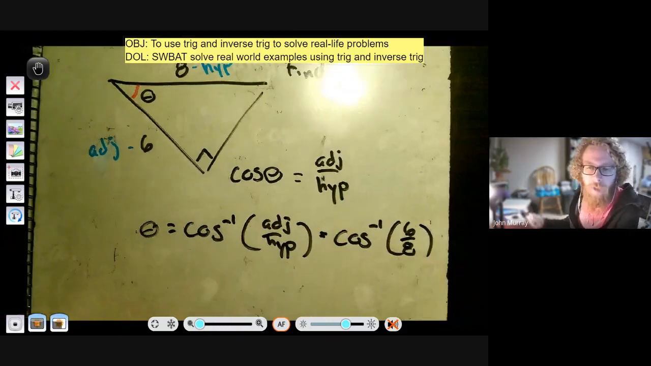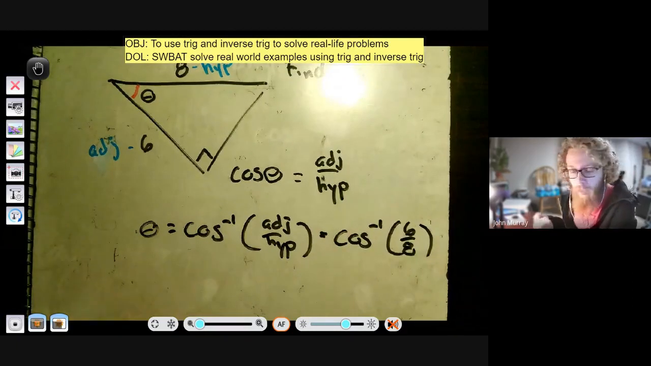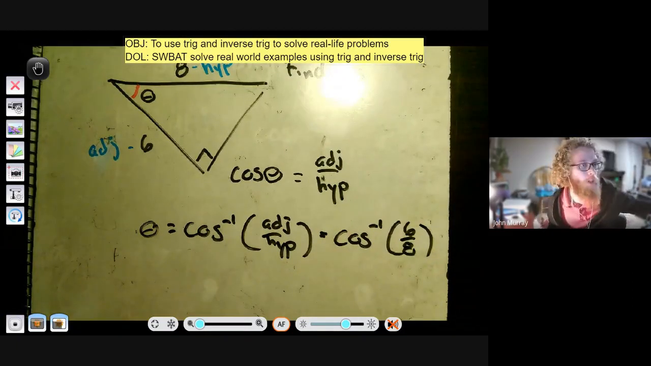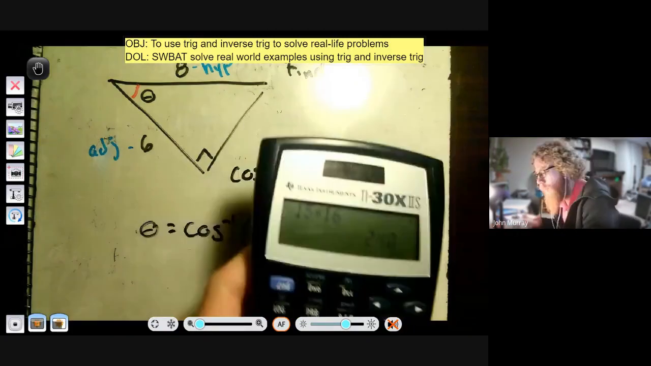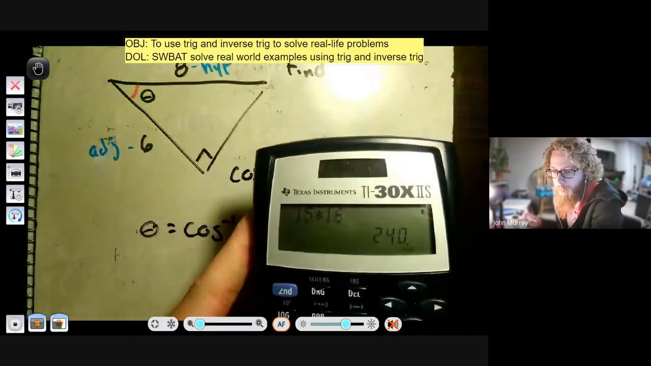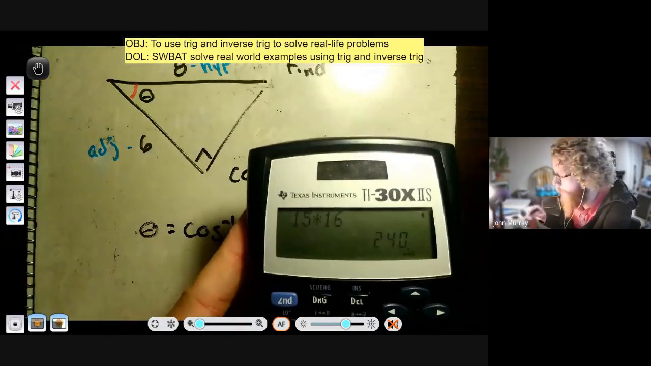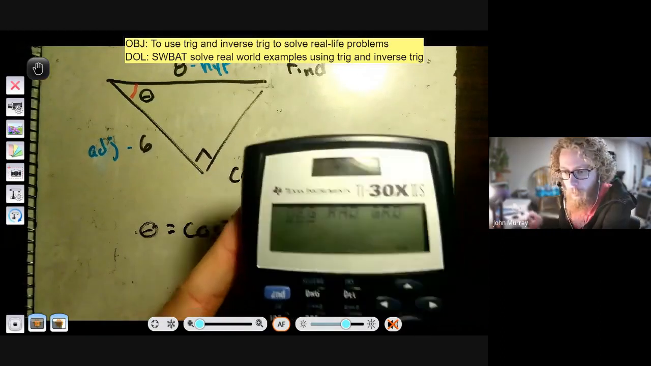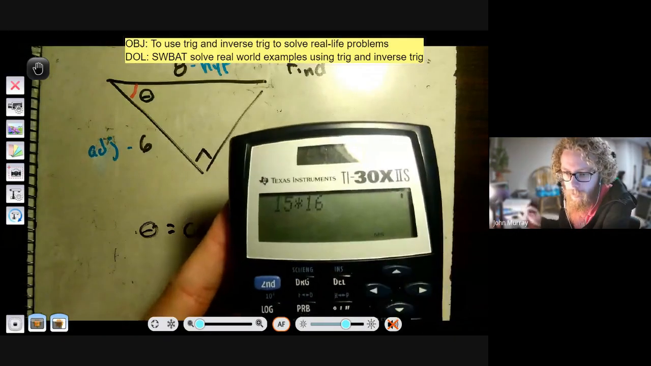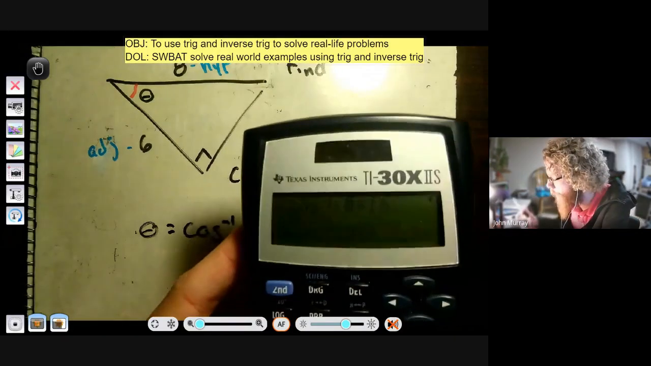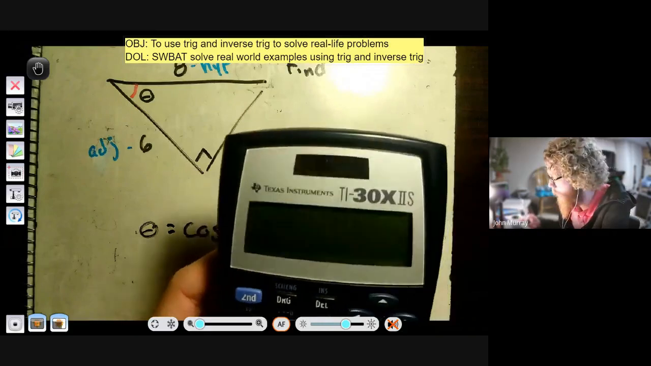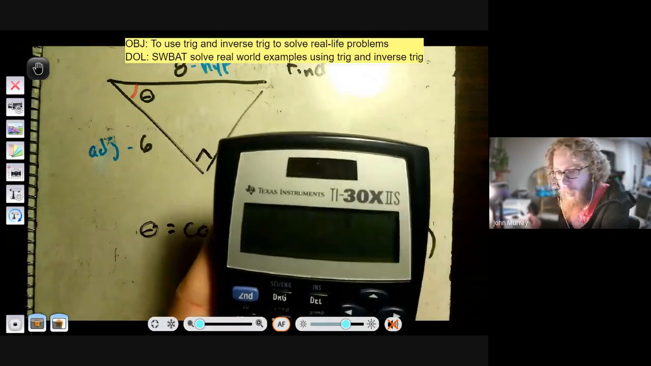You can simplify this fraction if you'd like, but if you're just plugging it into the calculator, it doesn't really matter. It'll give you the same answer either way. Here, again, we're talking about a triangle, so make sure we are in degree mode. It says DEG. So I'm finding the inverse cosine of 6 over 8.